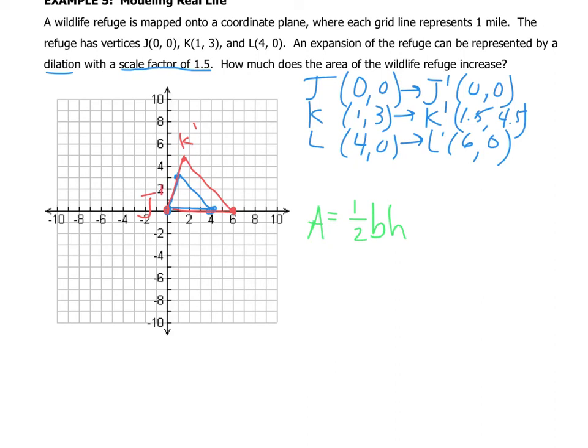So let's do it this way. So the old, which is the blue, the old one would be the area equals 1/2. The base would be between 0 and 4, right, across the bottom. And the height we just said was a 3. Now I can just multiply all that together. 1/2 times 4 times 3. Multiply all that, I get 12 times 1/2, which is 6 square miles.